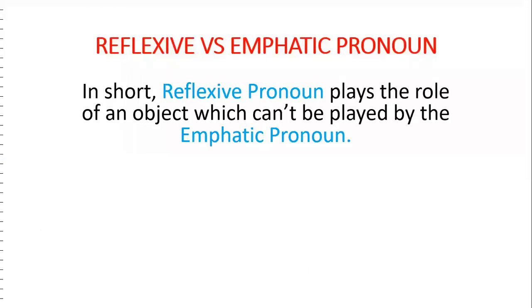Reflexive versus emphatic pronoun, if we discuss it in a nutshell: a reflexive pronoun always plays the role of an object. On the other hand, an emphatic pronoun is just used for showing emphasis, and it cannot play the role of object. So please remember, when we talk about reflexive pronouns, they play the role of an object. Emphatic pronouns cannot play the role of object. And this is the difference between these two.